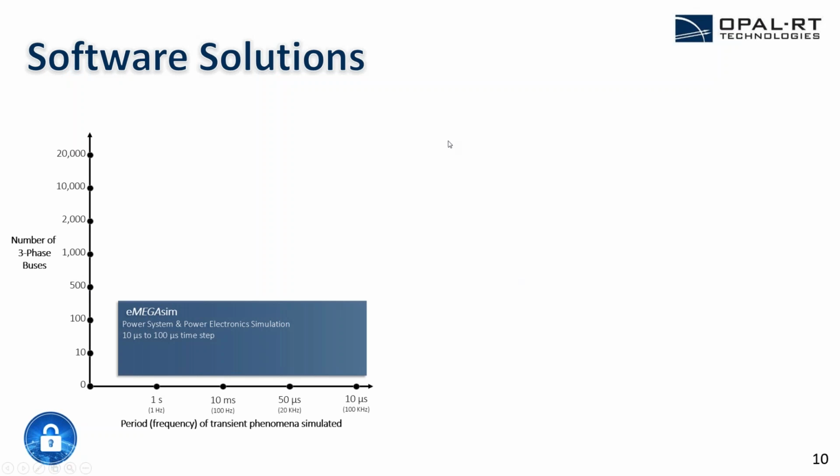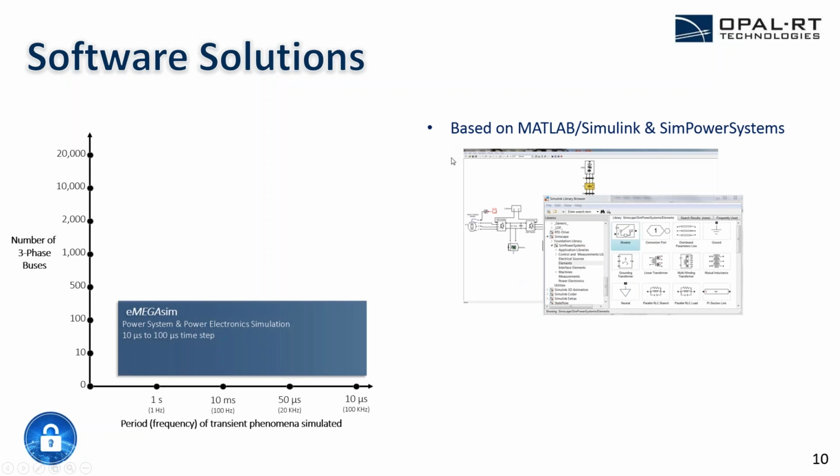So eMegaSim is a real-time software intended just for that. It's actually based on MATLAB Simulink and SimPower systems. And it has a very open API that uses Python, C++, and Java. This permits you to automate studies and potentially even link to external systems.